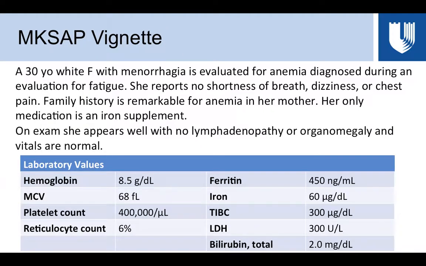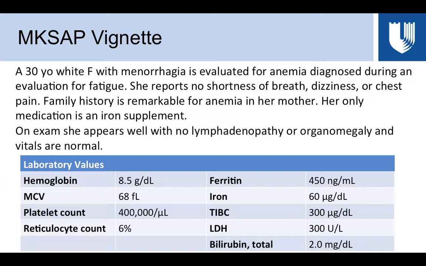Let's start off with a question for this video. We have a 30-year-old female coming in with menorrhagia and is evaluated for anemia that has been previously diagnosed by evaluation for fatigue. She reports no shortness of breath, dizziness, or chest pain. Her family history is remarkable for anemia in her mother. Her only medication is an iron supplement. On exam, she appears well with no lymphadenopathy or organomegaly, and her vitals are normal.